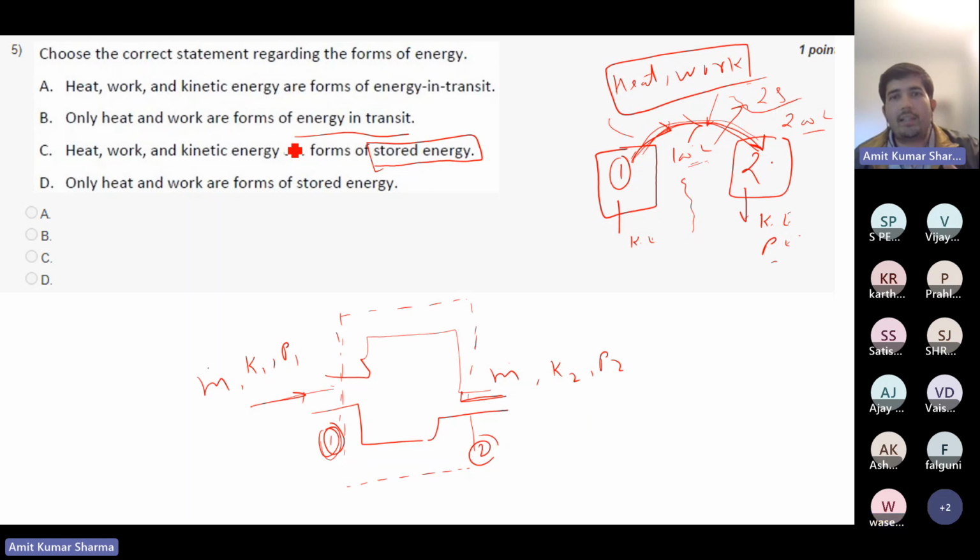So think in that way. These are the energy which comes into picture only when there is a transfer. Okay, so there is a transit. Transit means there is a way we are transferring it. So heat and work only come into picture when there is a transfer of energy. Otherwise, no. So that is the meaning of energy in transit.